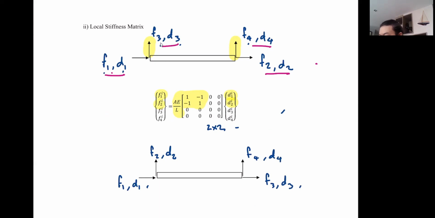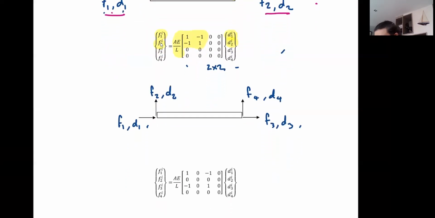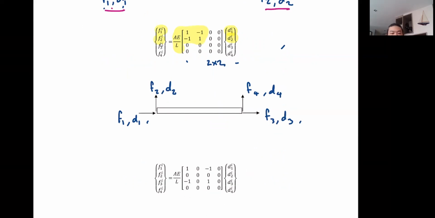So the order of the matrix will switch a little bit and it becomes like this. You see, that's 1, 1, and then 1 and 3. 3 and 1, 3 and 3. You get the picture, right? Okay, so this is more common.